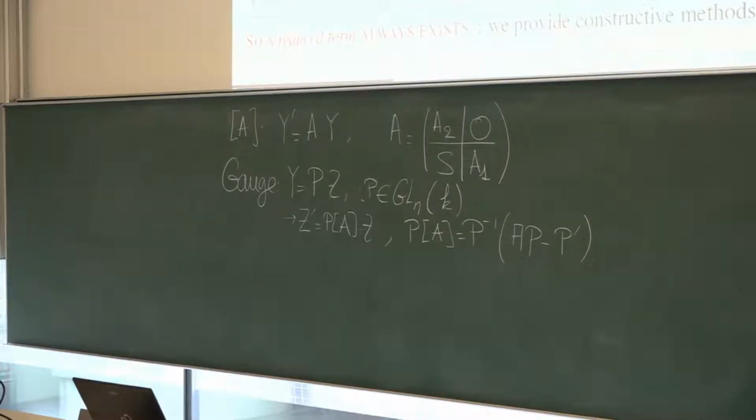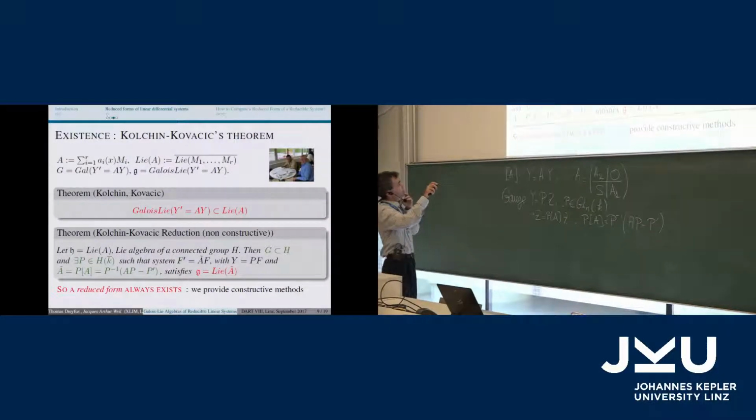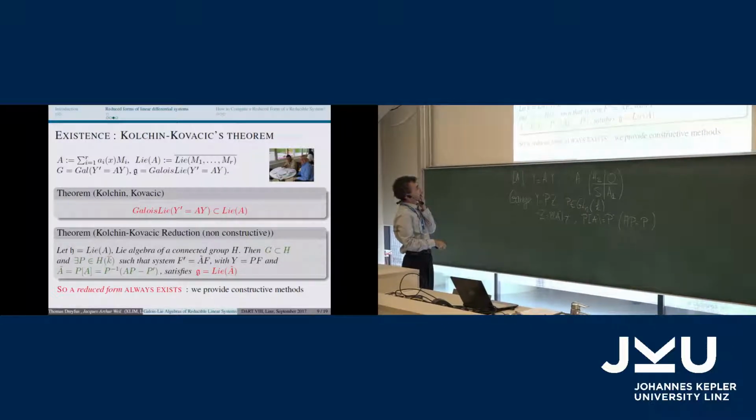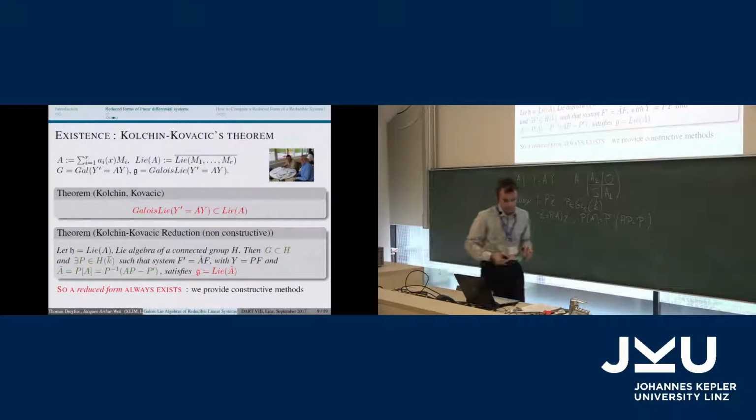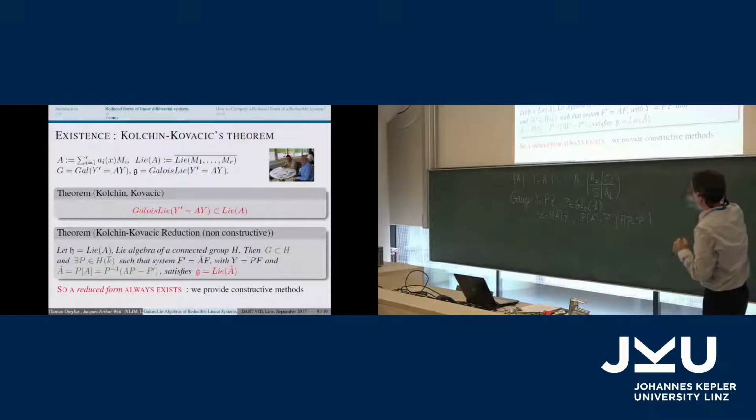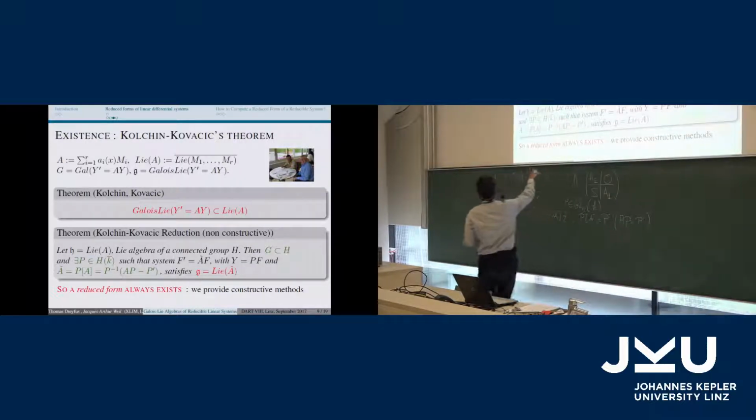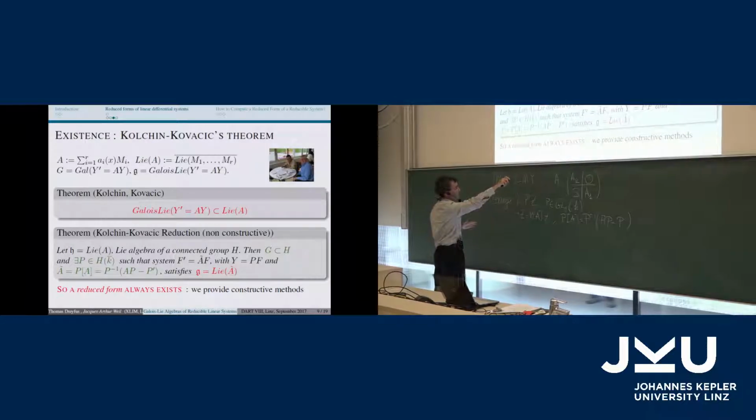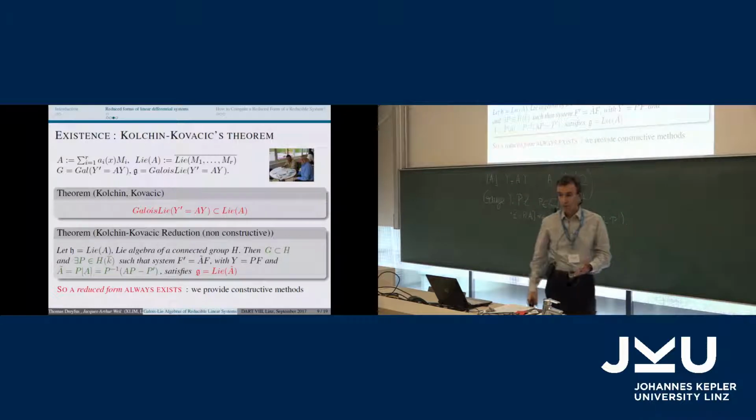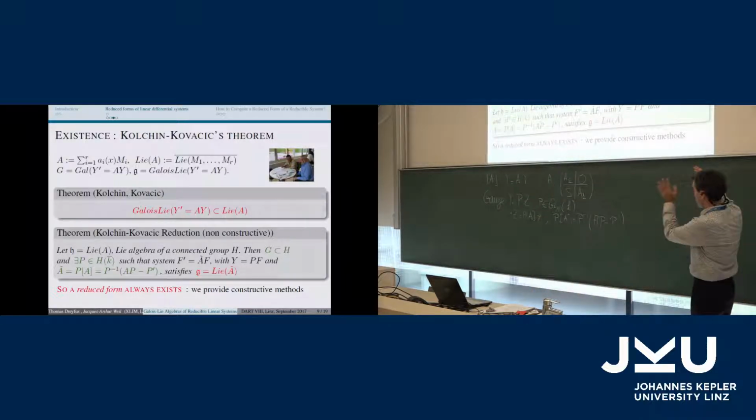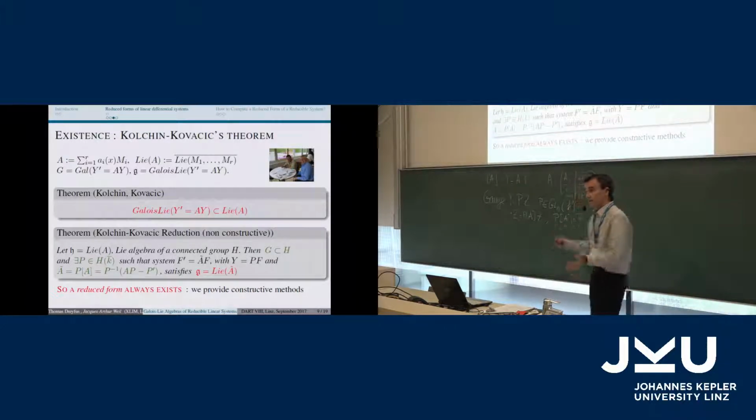So then there's an additional theorem of Kolchin and Kovacic. So Kovacic is the man here. Not only does the Lie algebra associated to the matrix A contain the Lie algebra of the Galois group, but there exists in theory a change of variable like this, so that the resulting system is in reduced form. So that's an old result. There's been several proofs of that. And what we'll achieve today is to show how to compute that.